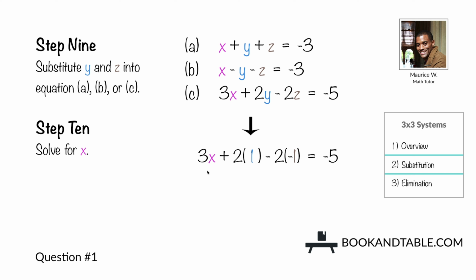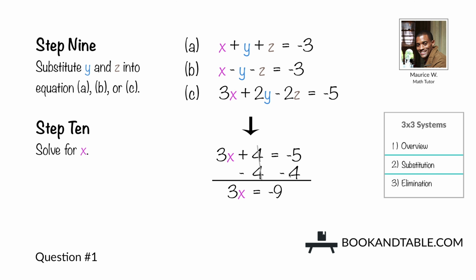If you did so, you got 3x plus 2 times 1, which is 2, minus 2 times -1, which is +2. 2 plus 2 is equal to 4. So we get 3x plus 4 is equal to -5. And to solve for x, we'll subtract 4 from both sides, giving us 3x is equal to -5 minus 4, which is -9. And now we divide both sides by 3 to give us x is equal to -9 divided by 3, which is -3.